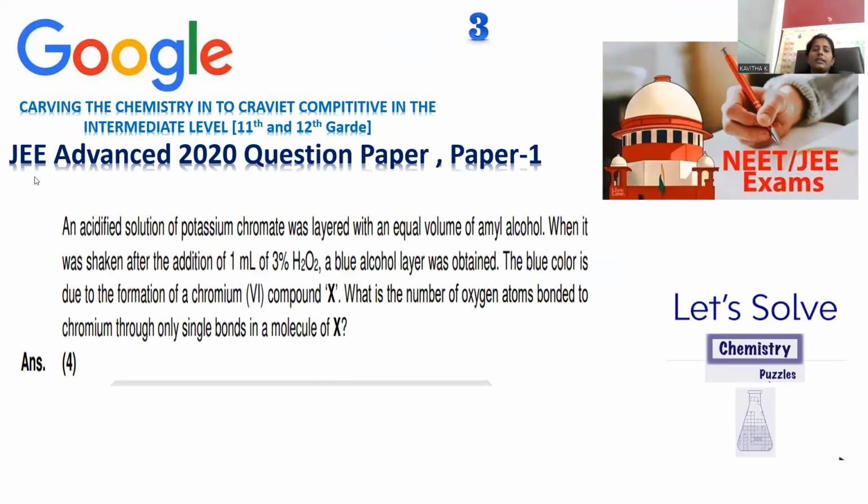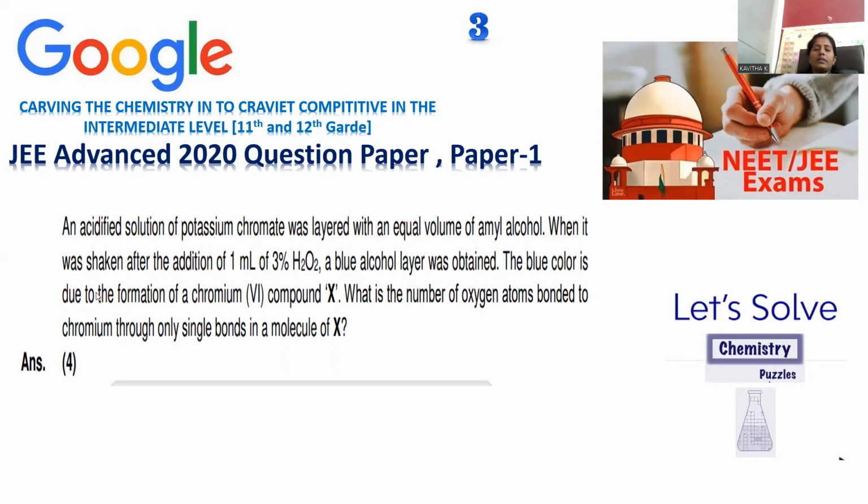Question number 3 is collected from the JEE Advanced 2020 question paper, Paper 2. It is a kind of numerical problem. An acidified solution of potassium chromate was layered with an equal volume of amyl alcohol. When it was shaken after addition of 1 ml of 3% hydrogen peroxide, a blue alcohol layer was formed.